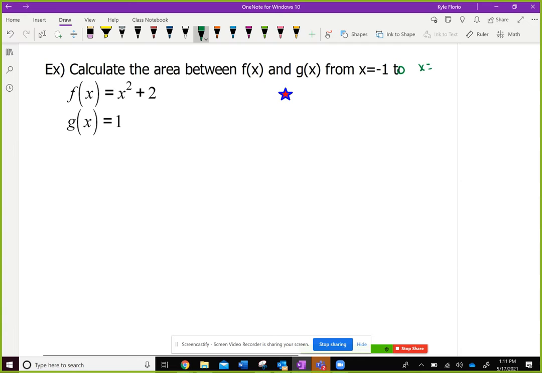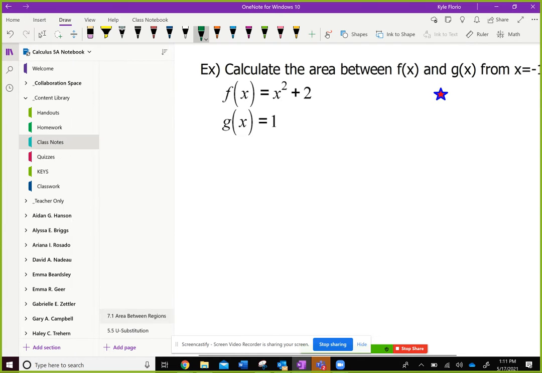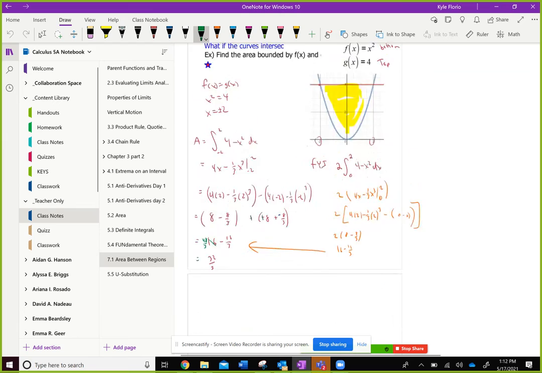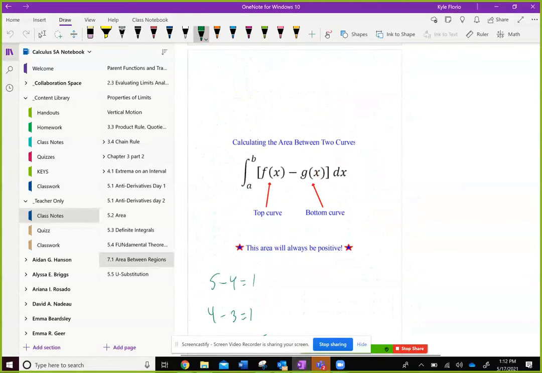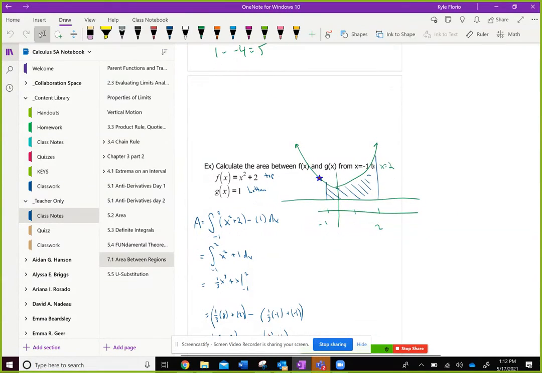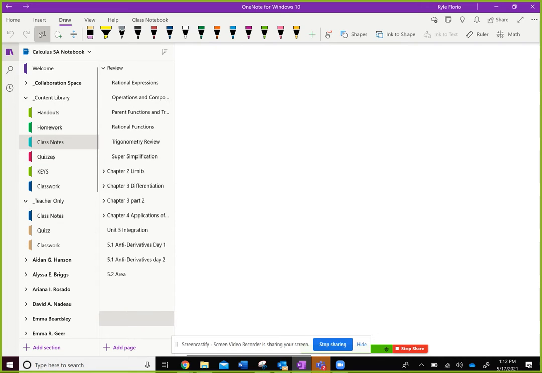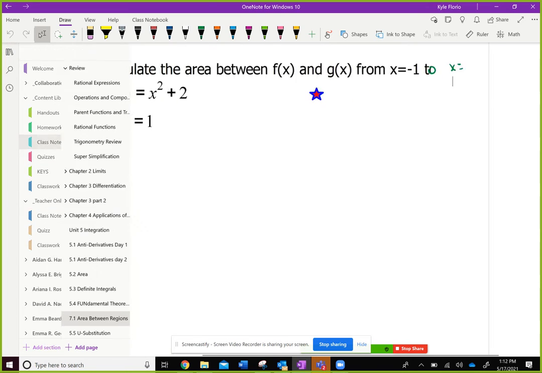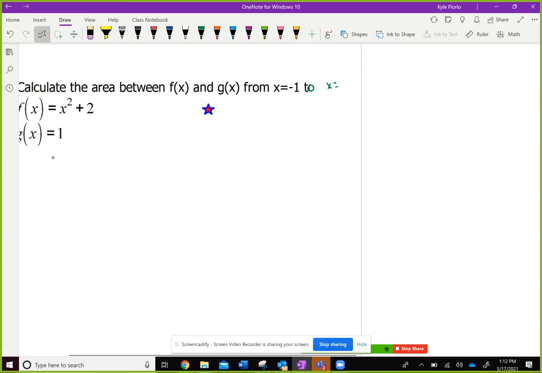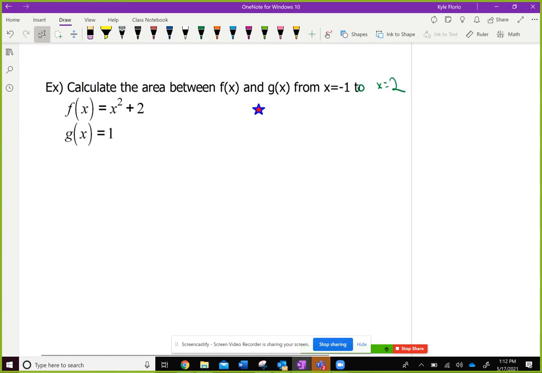Hold on. I think it's 2. Yeah, it's x equals 2. All right, so calculate the area between these two functions, between x equals -1 and x equals 2. So what does that look like?